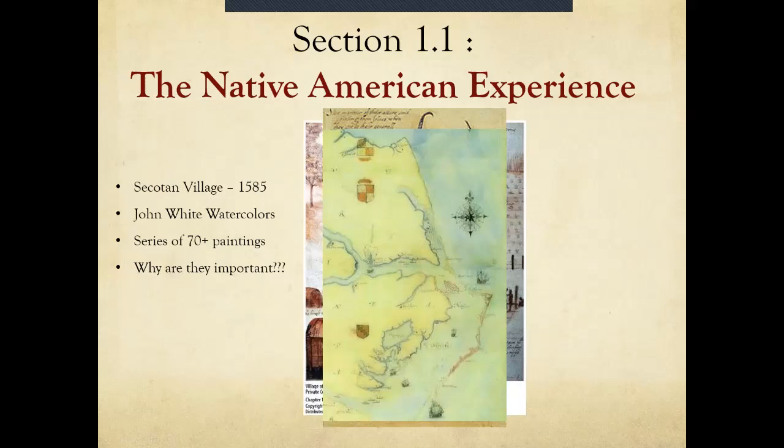He didn't arrive back until 1590. So he's been gone for a good 3 years. And he had left his daughter behind, and his daughter had a child. The baby's name was Virginia Dare. They named her Virginia after the name of the colony.